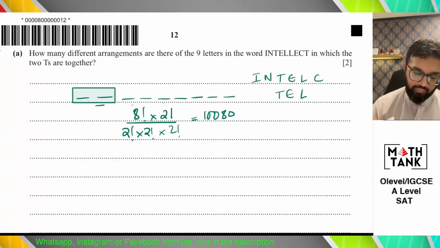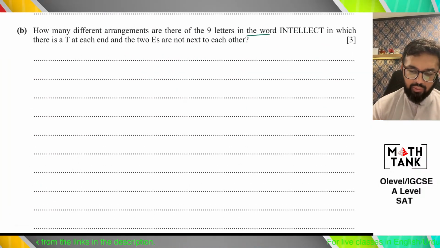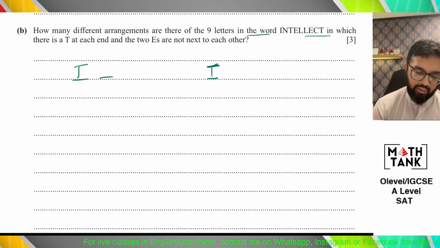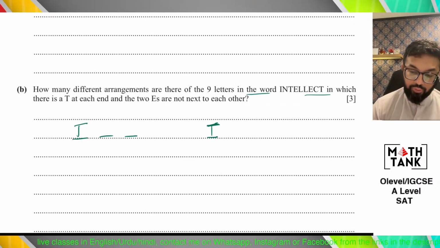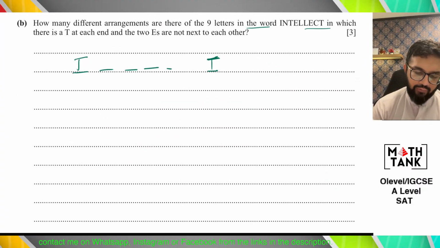That's correct. How many different arrangements are there of the 9 letters in the word intellect in which there is a T at each end and the two E's are not next to each other? So T at each end, then there are 7 in the middle, but I also want to leave out the E's, so there are 5 in the middle. So that could be 5 factorial.